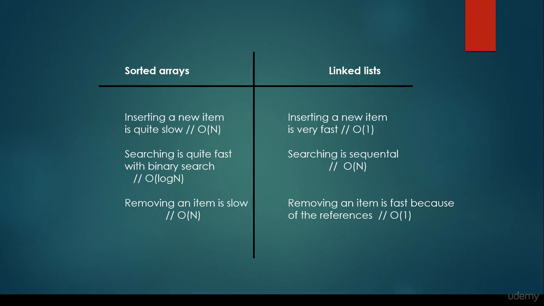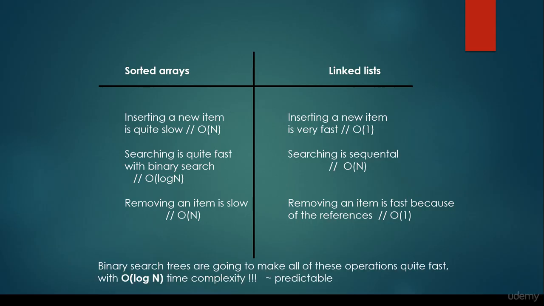So what's the conclusion? Basically, sometimes it's very good to use arrays, sometimes it's good to use linked lists. We have to know in advance what operations are going to be performed by the user to be able to decide what data structure to use. But it's kind of a nonsense situation.